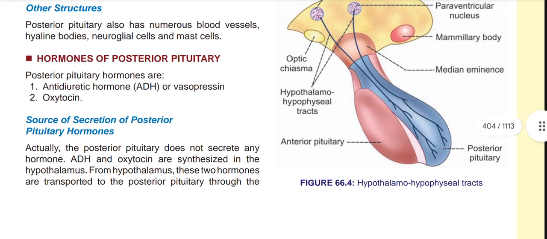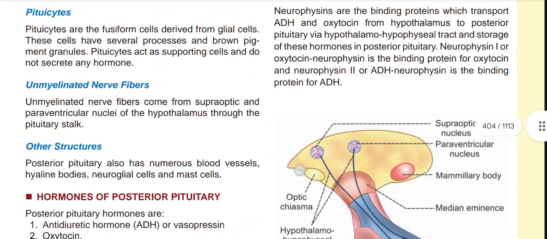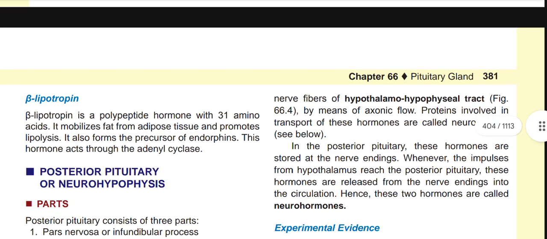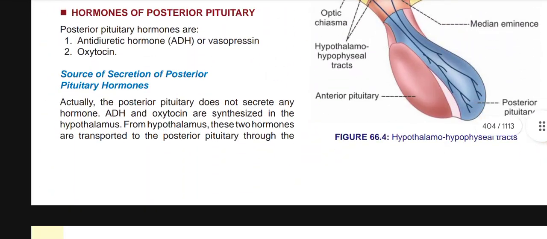Now, sources of secretion of posterior pituitary hormones. Actually, the posterior pituitary does not secrete any hormone. ADH and oxytocin are synthesized in the hypothalamus. From the hypothalamus, these two hormones are transported to the posterior pituitary through the nerve fibers called hypothalamo-hypophyseal tract by means of axonic flow. So, what happens there?